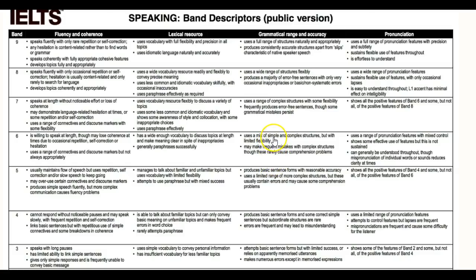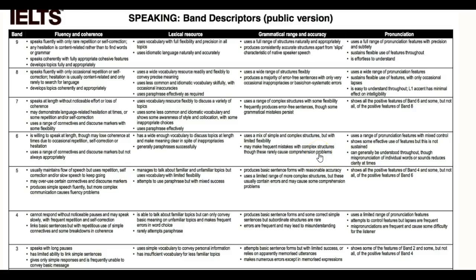Here you're using simple structures and complex, but you're probably not really comfortable using a lot of these complex structures, so you'll probably prefer some of the simple ones. And when you do try to use a complex structure, you're probably having some mistakes. However, look what happens here. They rarely cause comprehension problems.